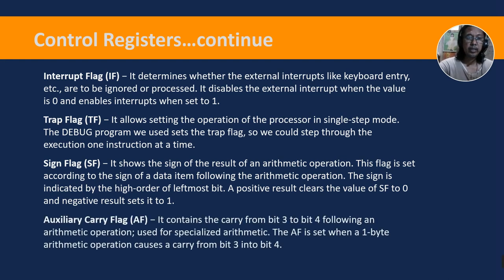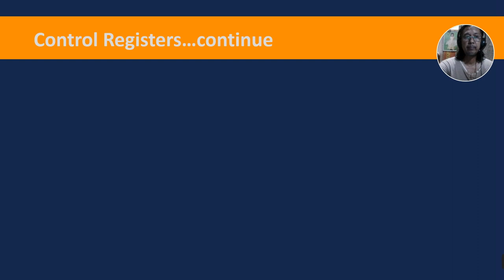Then you have the auxiliary carry flag. It contains the carry from bit 3 to bit 4 following an arithmetic operation, used for specialized arithmetic. The AF is set when a 1 byte arithmetic operation causes a carry from bit 3 into bit 4.